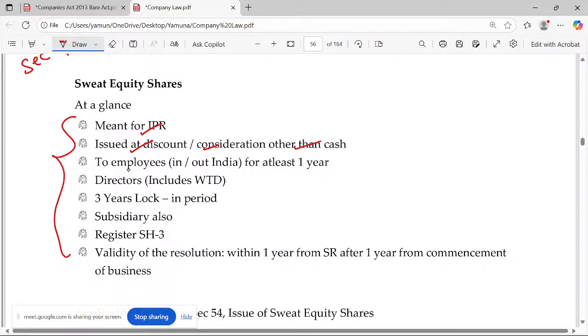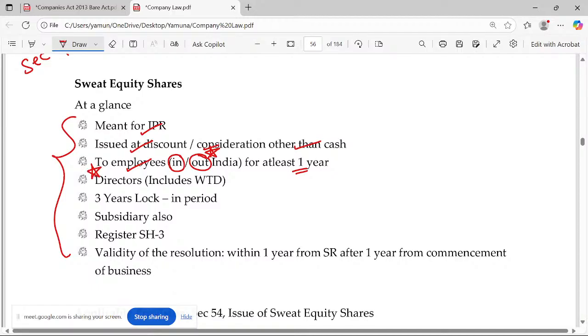To whom? To employees, where the employees may be in India or out of India. Please take care of this note: the employees can be out of India also. And those should be employees for at least 1 year in my organization. They should be associated with me at least for 1 year. This includes directors also, please highlight.